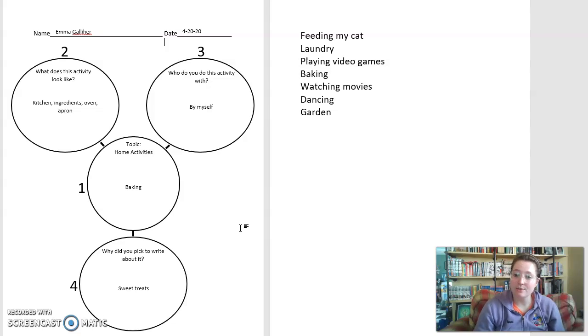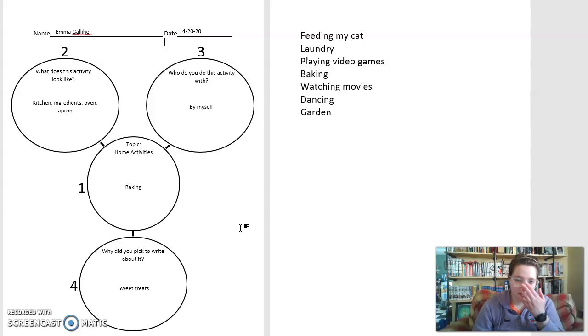So usually that's where I would stop the lesson for the day, just with brainstorming and coming up with those one-word answers for each bubble. So remember, this is only the brainstorming phase. They will write in full sentences tomorrow.